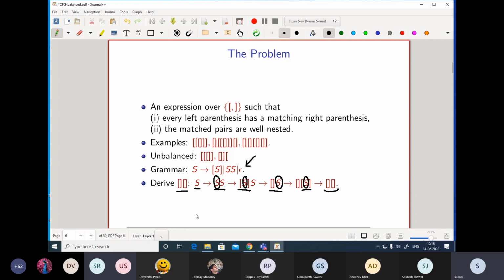But this is one particular example. We need to make sure that any balanced parenthesis expression can be derived from this particular grammar. Only then can I say that the language corresponding to the balanced parenthesis expressions is a context-free language where this is the grammar for that language. Okay, so the objective now is to prove that this grammar is correct. Any questions so far?